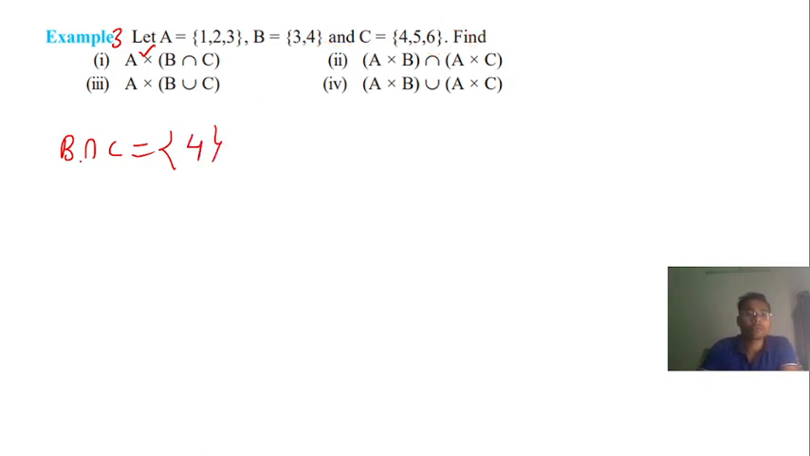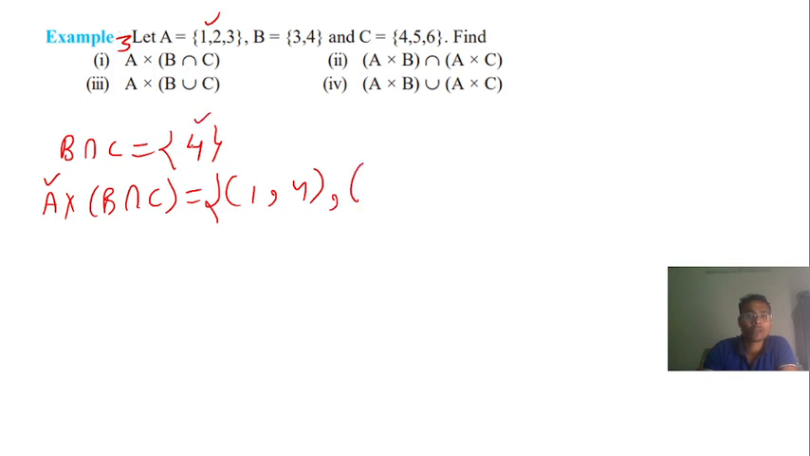Okay, now we have to cross it with this, so A cross B intersection C. First we will have to write the element of A, which is 1, so we will write 1, 4. 4 is the element from this set. Then writing 2, 4, and then 3, 4. We are done with our first part.